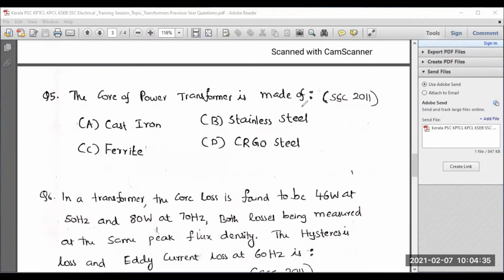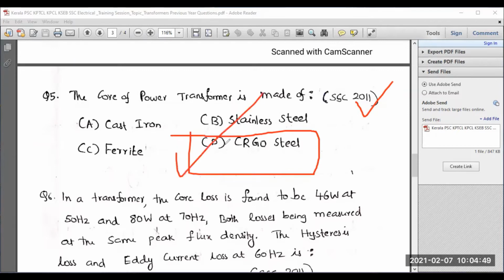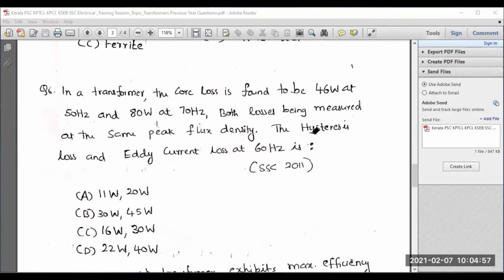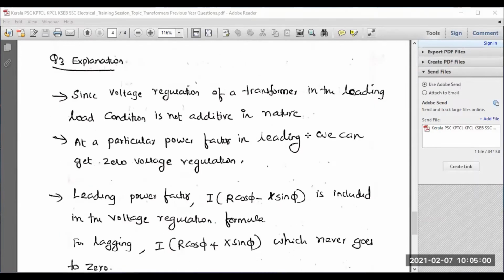The core of a power transformer is made up of. It has been asked in the question during 2011. Okay, cast iron, stainless steel, ferrite, CRGO steel. So the core of the power transformer is normally made up of CRGO steel. So I can definitely go for option D. So let me explain what the material called CRGO is. What is the elaboration of CRGO? Okay, let me explain first. I have collected the information on CRGO.